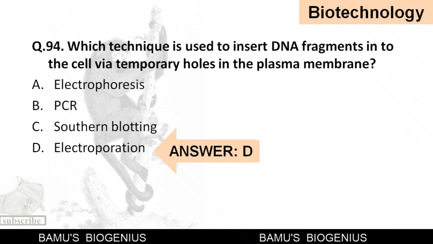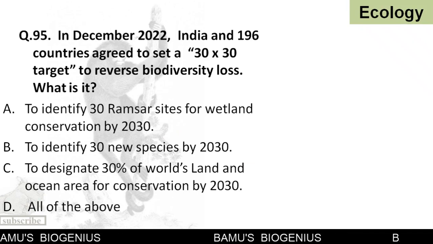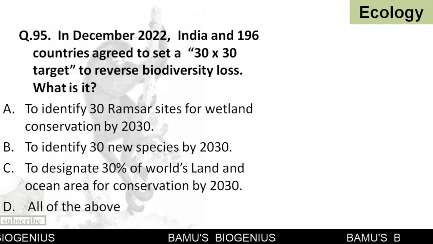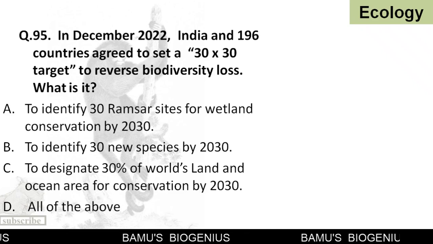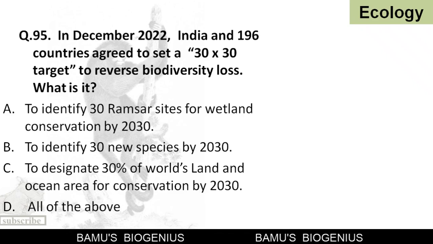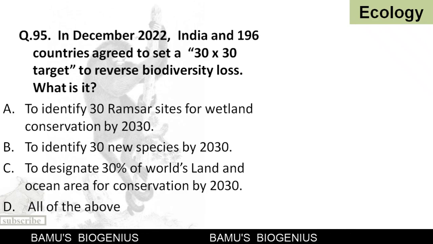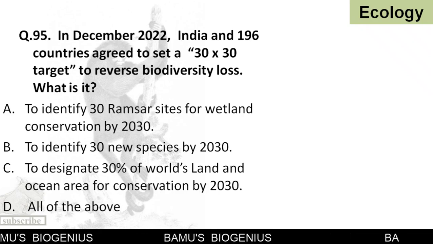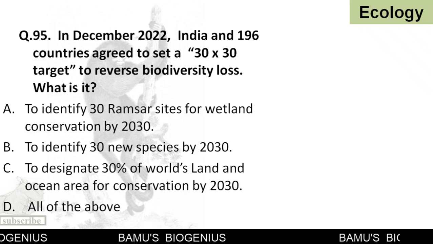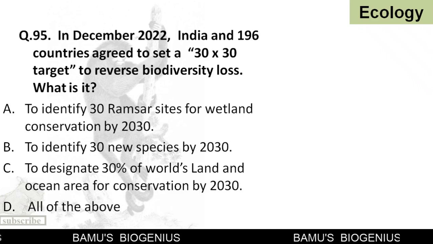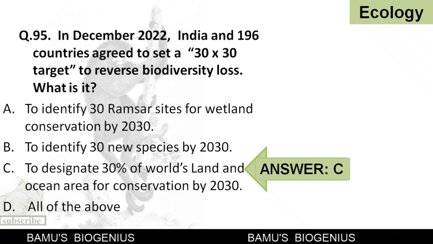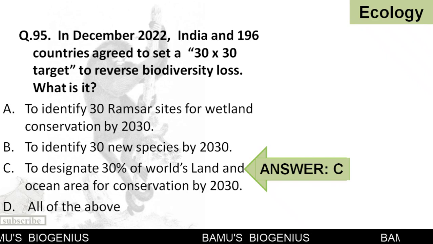Then question number 95. In December 2022, India and 196 countries agreed to set a 30 by 30 target to reverse biodiversity loss. What is it? A. To identify 30 Ramsar sites for wetland conservation by 2030. B. To identify 30 new species by 2030. C. To designate 30% of world's land and ocean area for conservation by 2030. Or D. All of the above. The answer is to designate 30% of world's land and ocean area for conservation by 2030. So the answer is C.